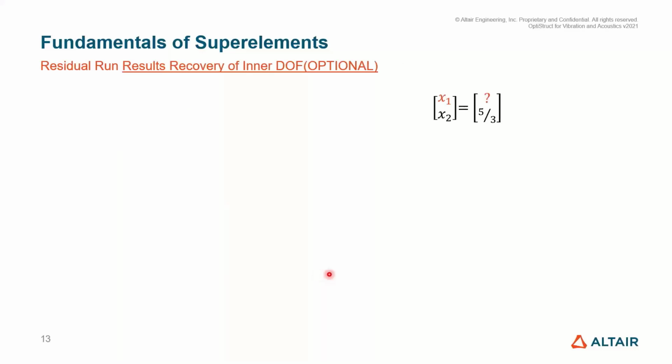So in this residual run, we have the solution for x2. But what if I want to know the solution for x1? x1 is the inner degrees of freedom we condensed out, right? Actually, it's not always necessary to calculate this. But if we need it, we should use the results recovery technology.